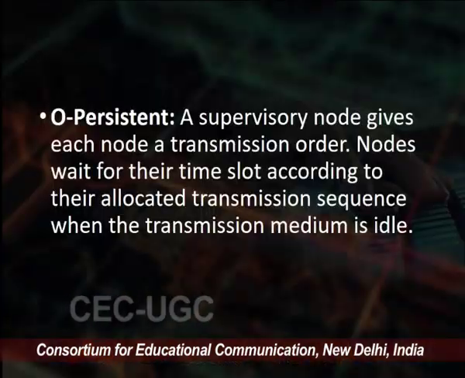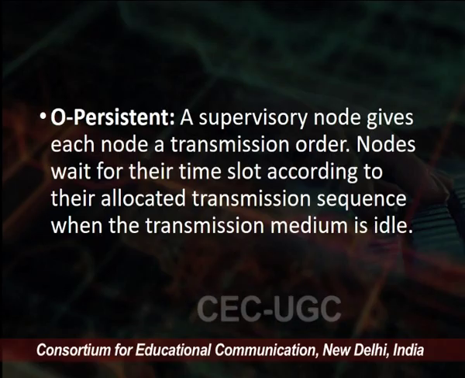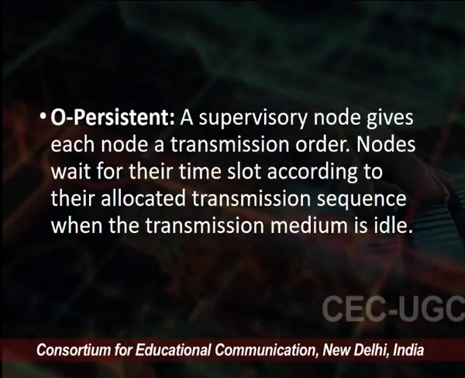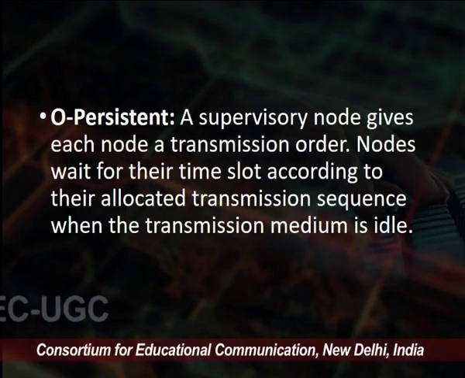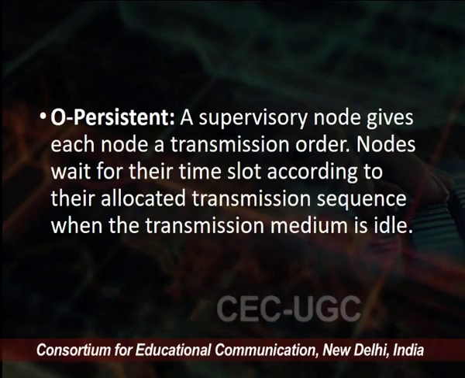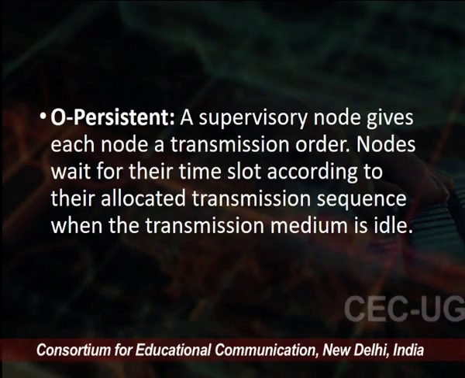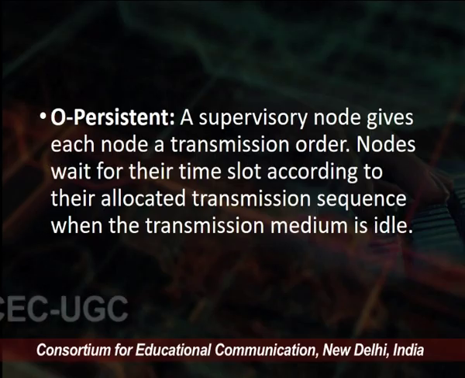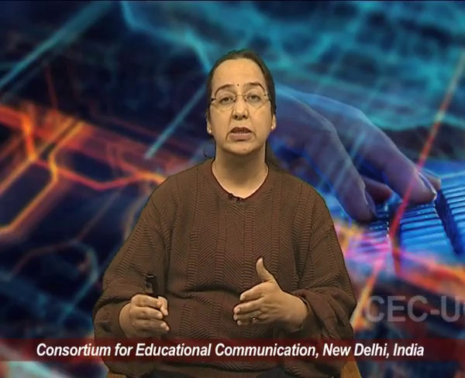Then there comes zero persistent, in which a supervisory node gives each node a transmission order, and nodes wait for their time slot according to their allocated transmission sequence when the transmission medium is idle. So, this essentially means that even if your transmission medium is idle, nodes need to wait for their time slots according to their allocated transmission sequence.